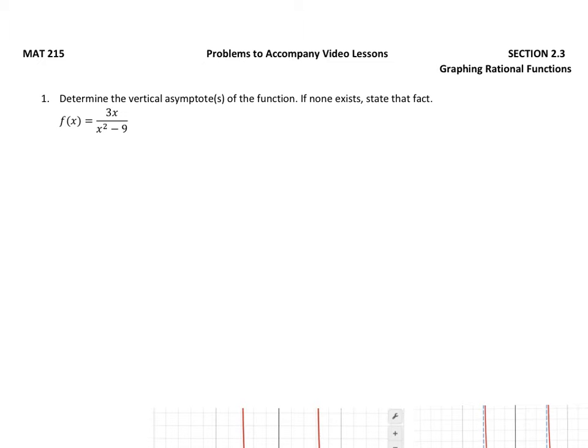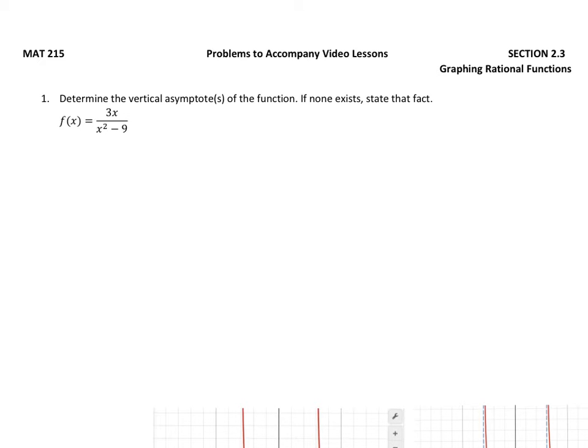And a rational function, recall, is when we have a ratio of two polynomial functions. So here we do have a ratio, we have a fraction. The numerator, 3x, is a polynomial function, and the denominator, x squared minus 9, is also a polynomial function. So when we have a ratio of two polynomial functions, we call that a rational function.